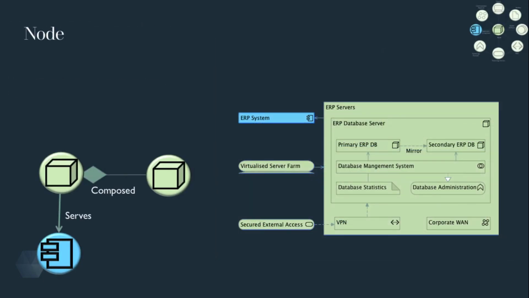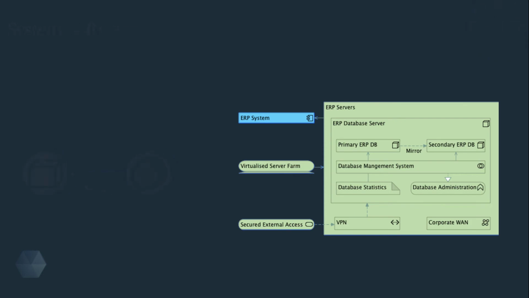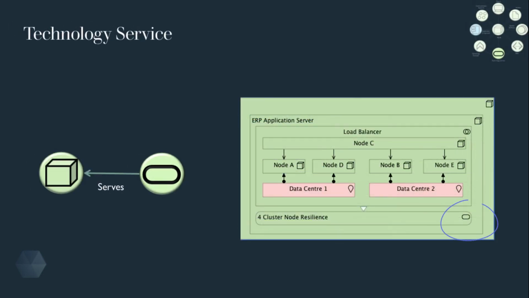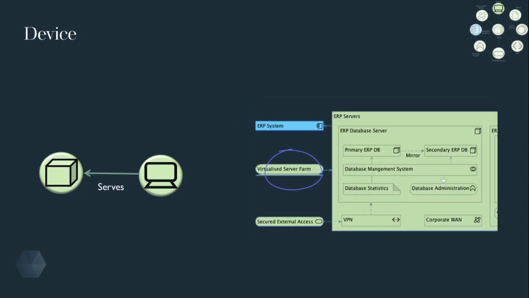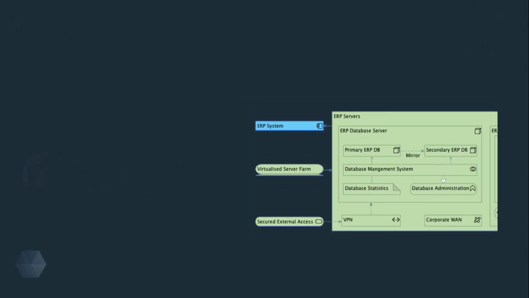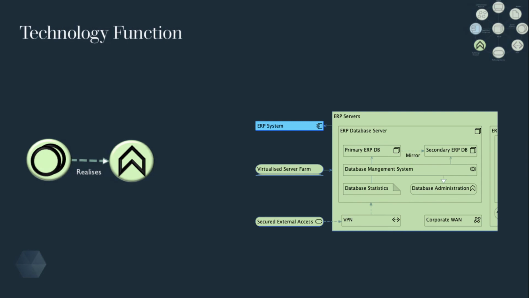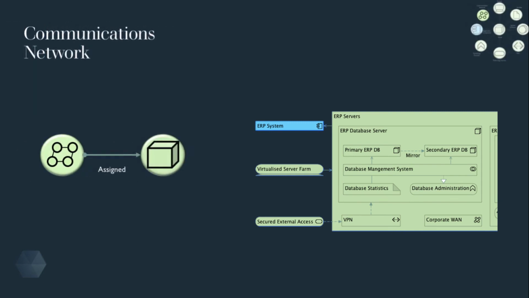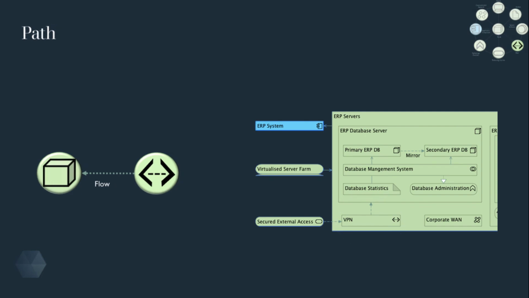The node can be composed of several other nodes and serves the application component. The system software serves a node. The technology service, in this example the server resilience, serves the parent application server. The device noted here is a virtual physical server hardware that serves the ERP servers. The technology function here is a database administration for the entire ERP database server. The ERP server is sitting on-premise connected to the corporate WAN. And we've used the VPN, Virtual Private Network, as an example of the path element.